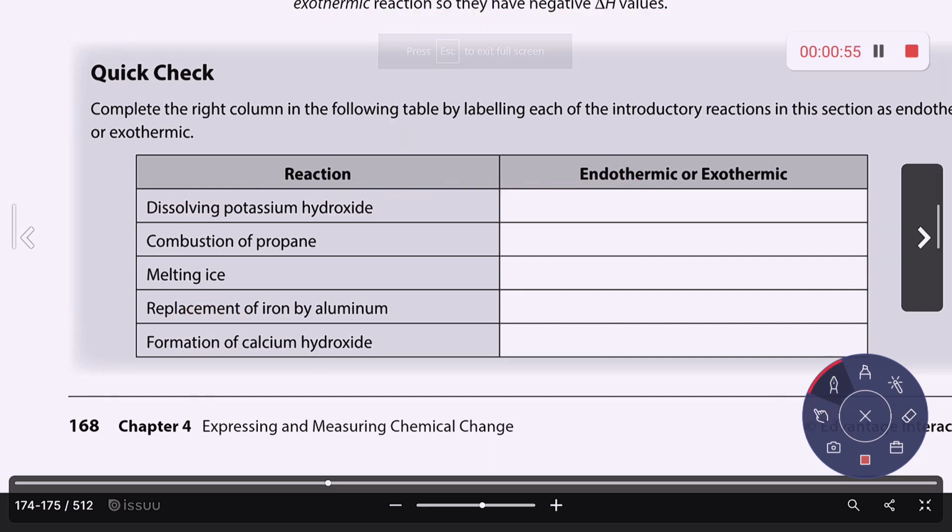Or and yeah. Which one? Wait, no. Combustion? It's negative. There's exothermic. Yeah. Yes.